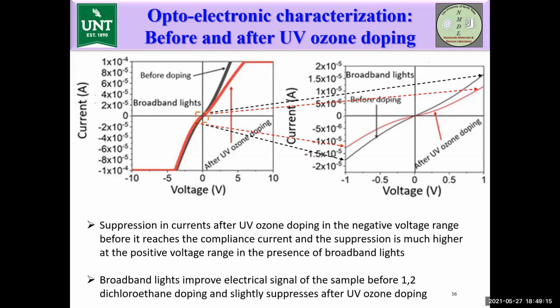And the suppression is much higher at the positive voltage range in the presence of broadband lights. Also, we see that broadband lights improve the electrical signal of the sample before 1,2-dichloroethane doping and slightly suppress it after UV ozone doping, which could be because of the interaction of the light with the defects, which would be suppressing those current levels.